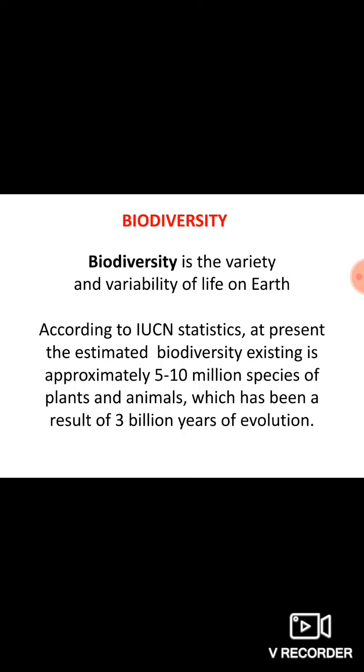According to IUCN, the International Union for Conservation of Nature, an organization which gives statistics about the different living things, can be plants, can be animals, can be human species, or can even be microorganisms like bacteria, fungi, viruses, parasites, protozoans, prokaryotes, eukaryotes, different categories of living things are taken into consideration. Their statistics very clearly say that as of now, there are approximately 5 to 10 million species of plants and animals.